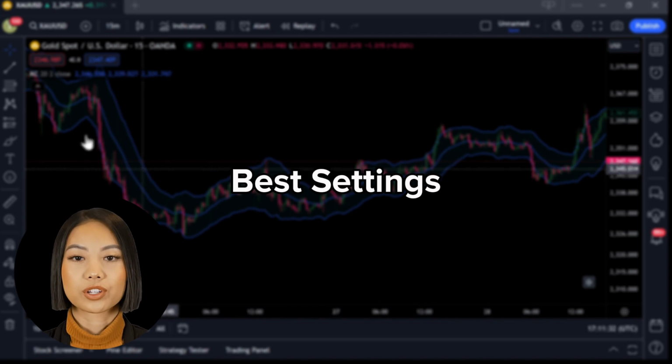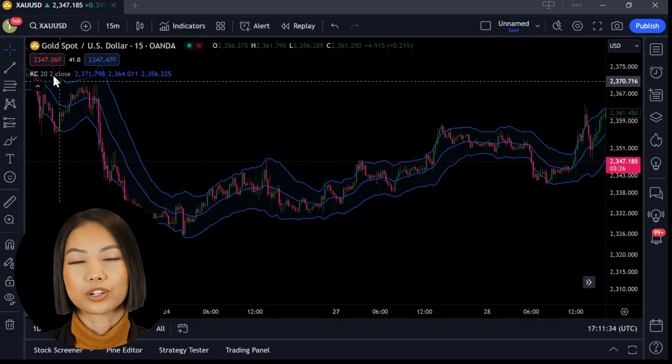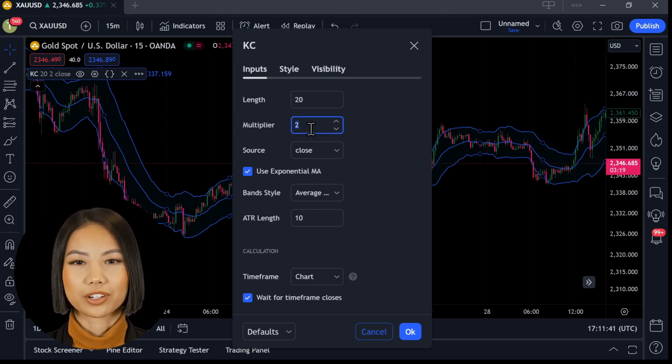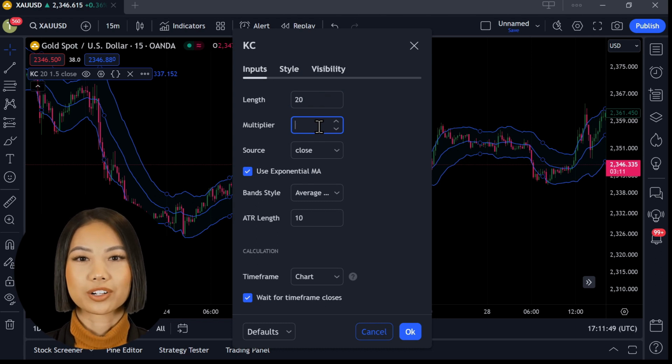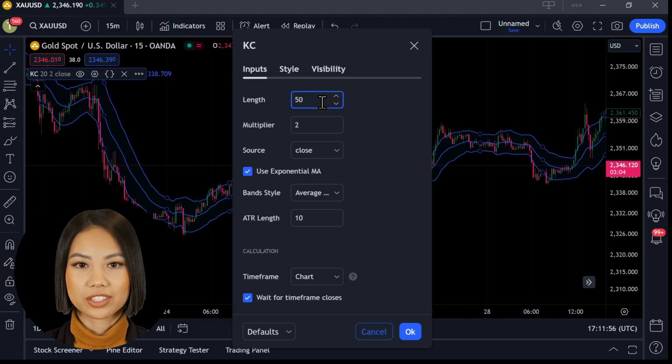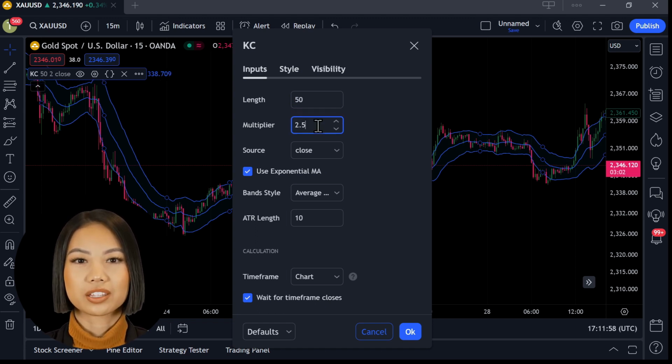Best settings for different time frames. Short-term traders, 1 to 15-minute charts: use a 20-period EMA with a 1.5 ATR multiplier. Swing traders, 1 hour to daily charts: use a 20-period EMA with a 2.0 ATR multiplier. Long-term traders, weekly to monthly charts: use a 50-period EMA with a 2.5 ATR multiplier. These settings can be adjusted based on your specific trading style and the asset's volatility.